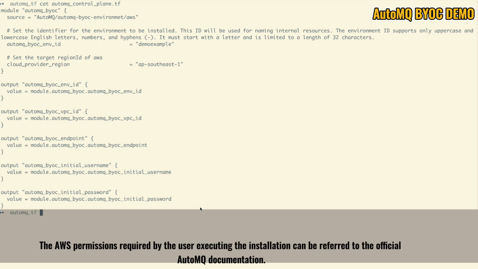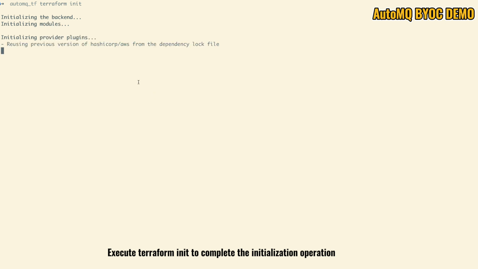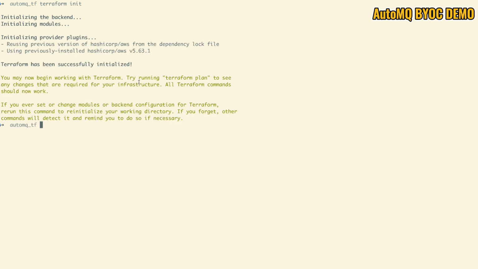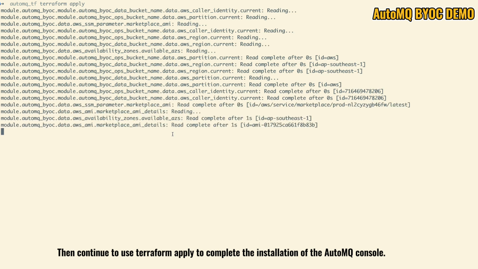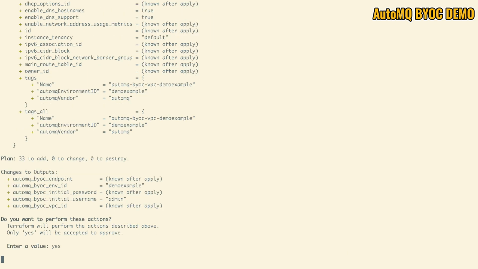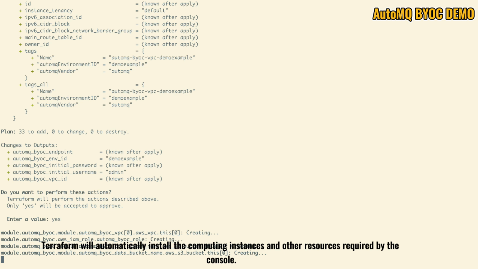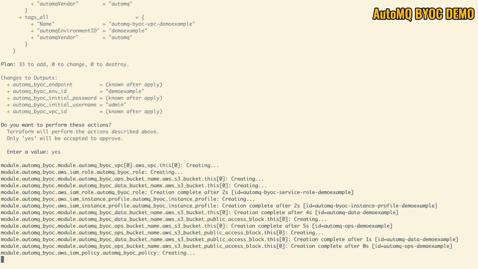The AWS permissions required by the user executing the installation can be referred to the official AutoMQ documentation. Execute Terraform init to complete the initialization operation. Then continue to use Terraform apply to complete the installation of the AutoMQ console. Terraform will automatically install the computing instances and other resources required by the console.